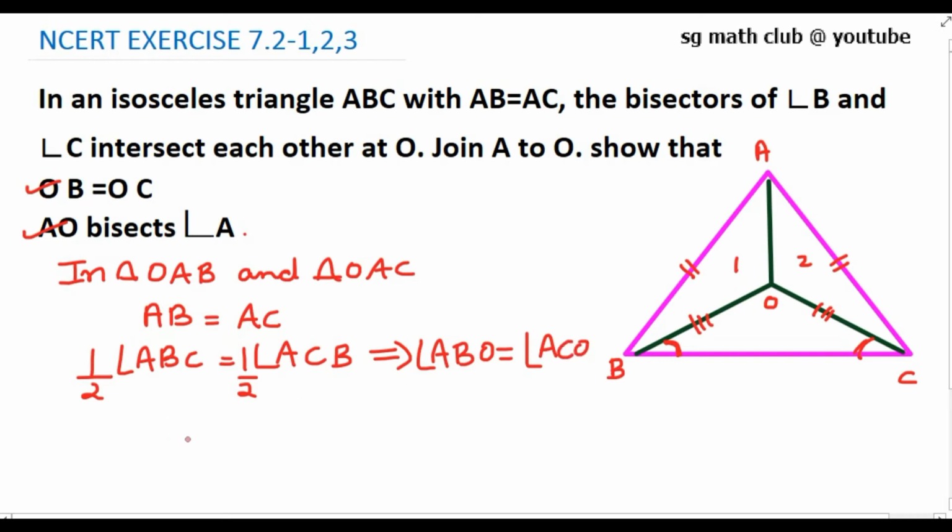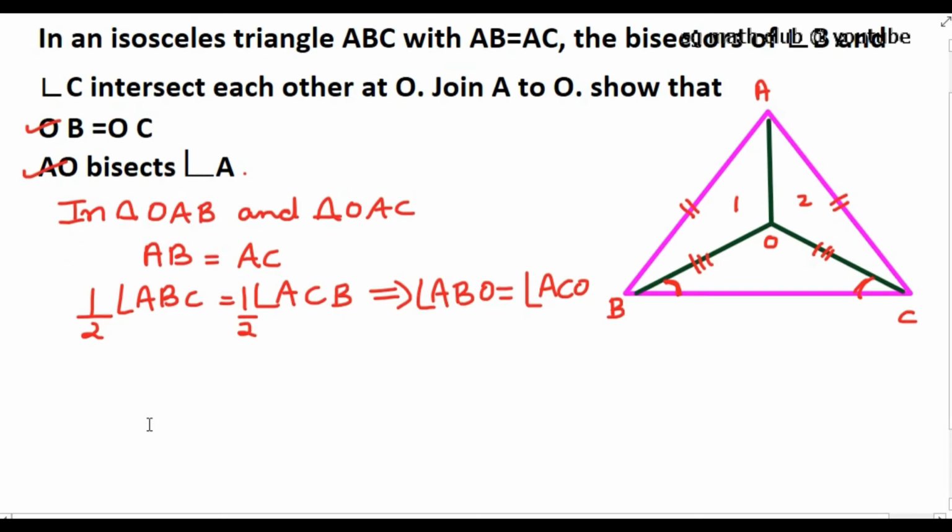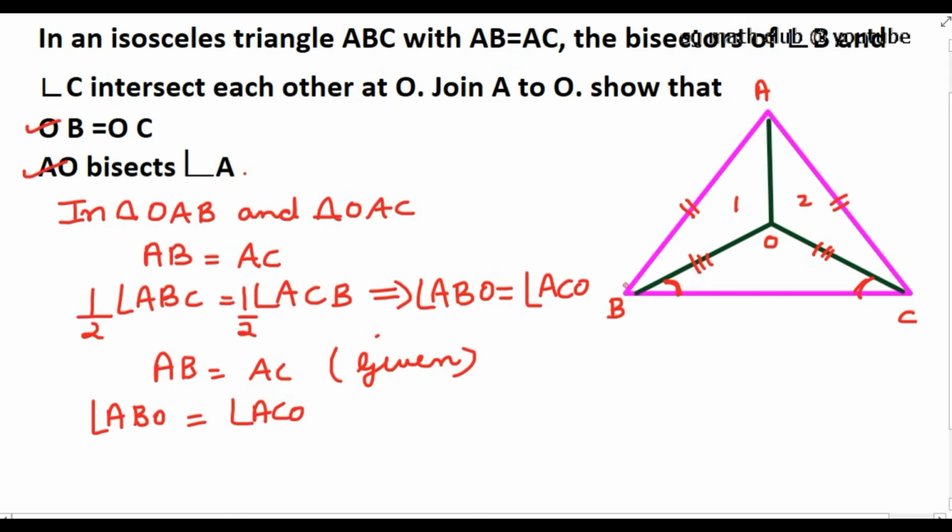So we got one angle and one side equal. First we got AB equal to AC, that is given. Now we have used the bisector property, so we got angle ABO equal to angle ACO. So this angle and this angle are equal. Again, just now we have proved OB equal to OC. So we can see side, angle, side. Same way for this triangle, side, angle, side.